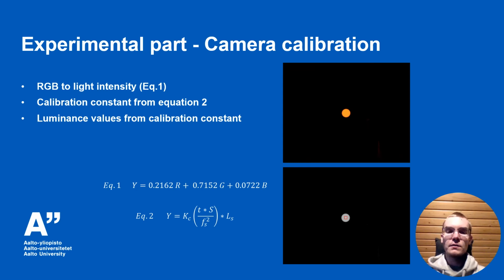Once we have calculated the calibration constant, this camera can then be used to measure luminance values of unknown light sources, because once the calibration constant is known and the settings remain the same, the only unknown is the luminance value.